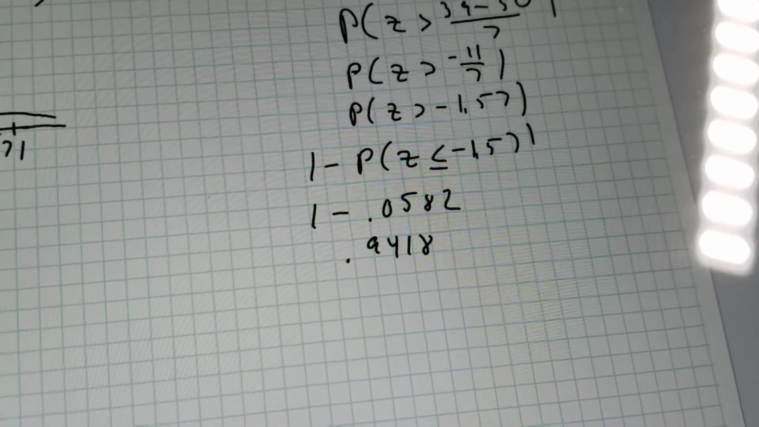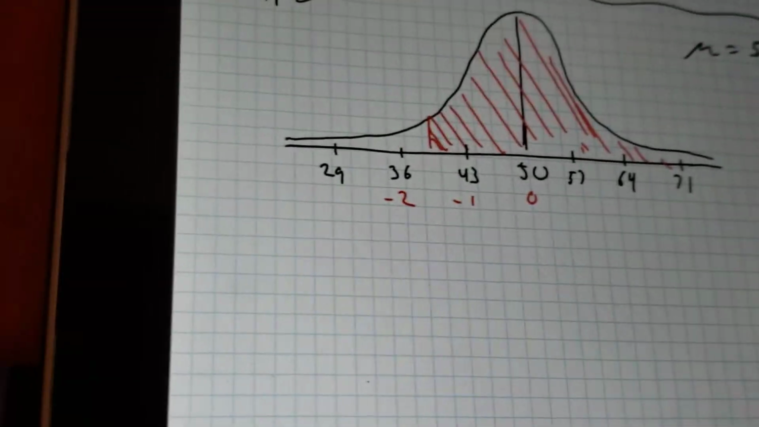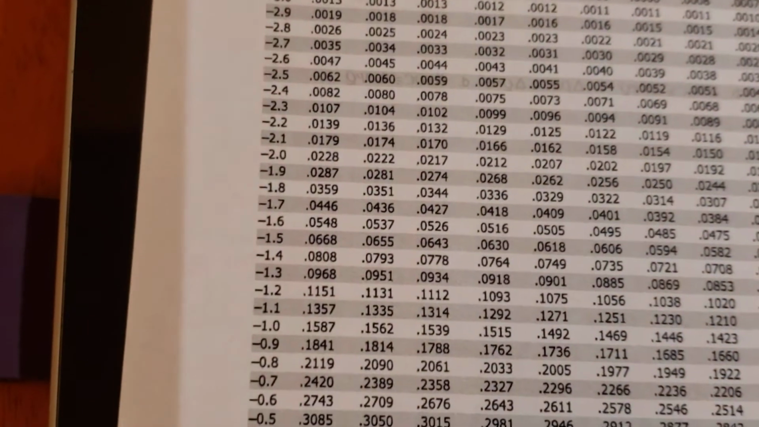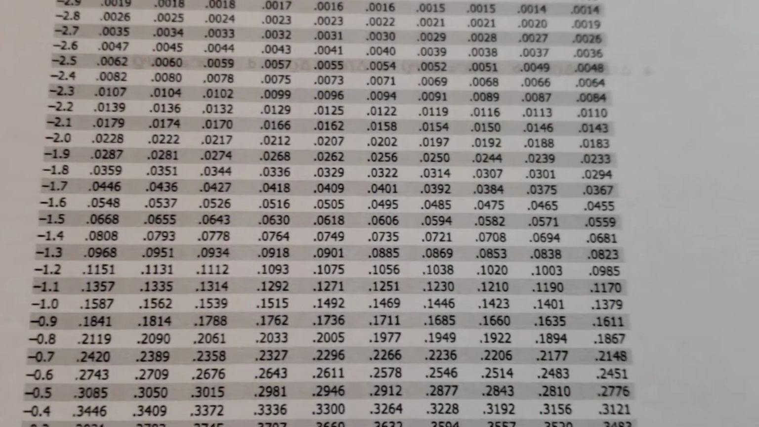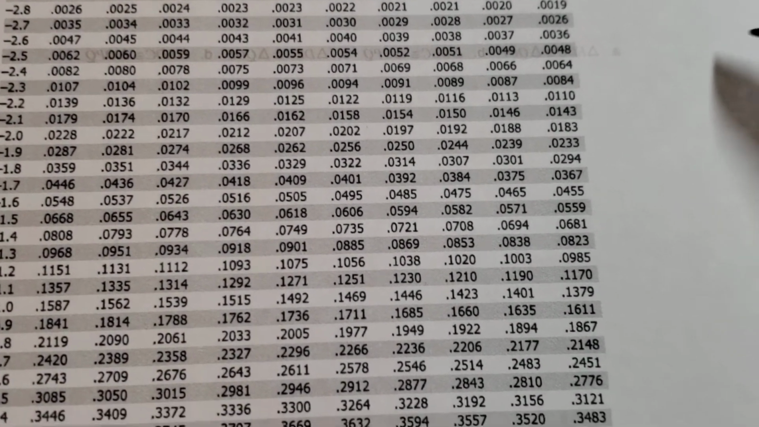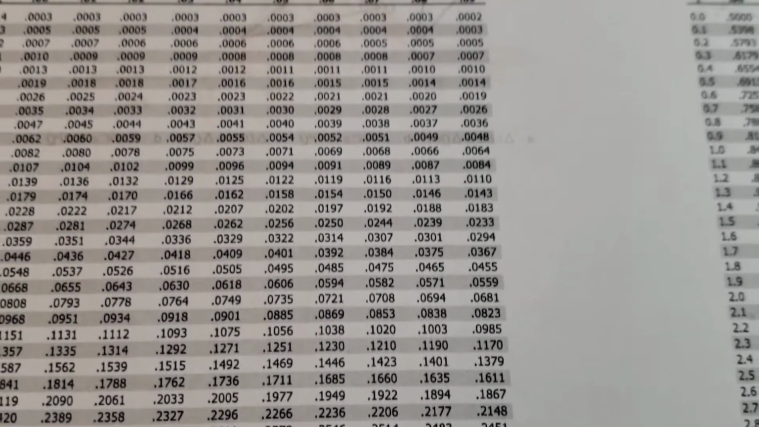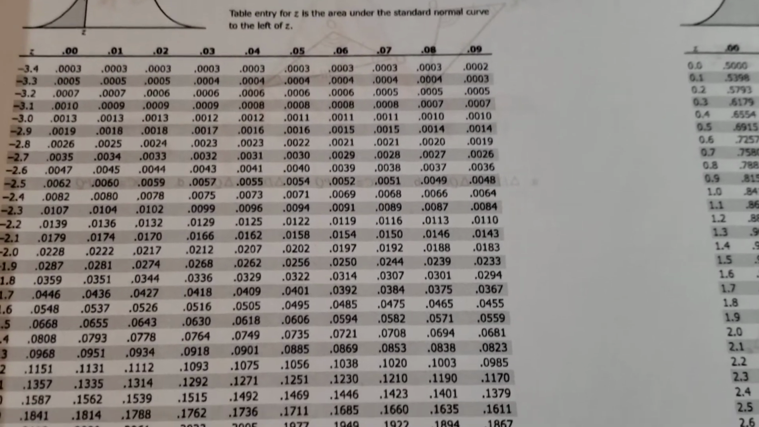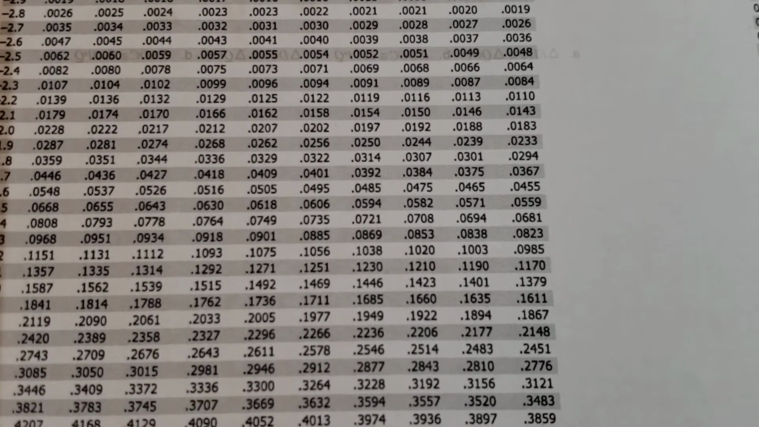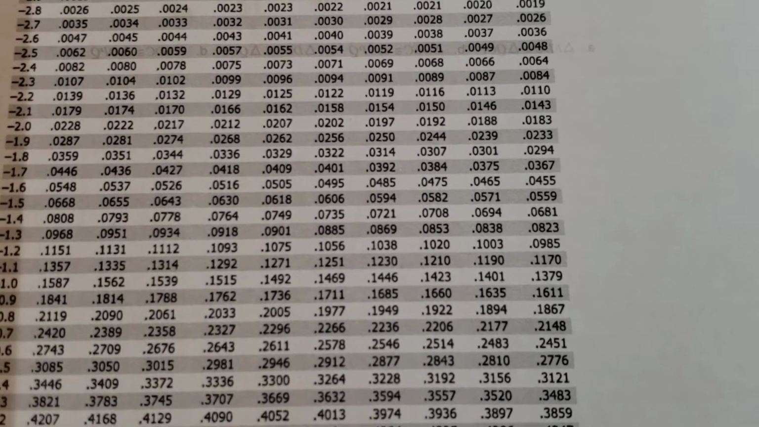1 minus 0.0582, which I got off my tables. I went to -1.5, and then you can see, it's hard to do this, right about there. There's my 0.0582. That's from my 07 column. I know it's hard to do on this. Sorry about that. Okay, I'm going to pause.